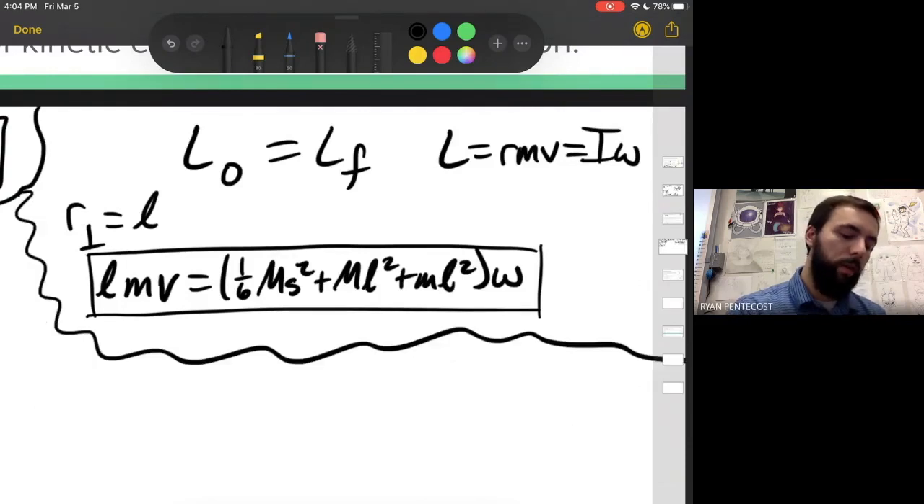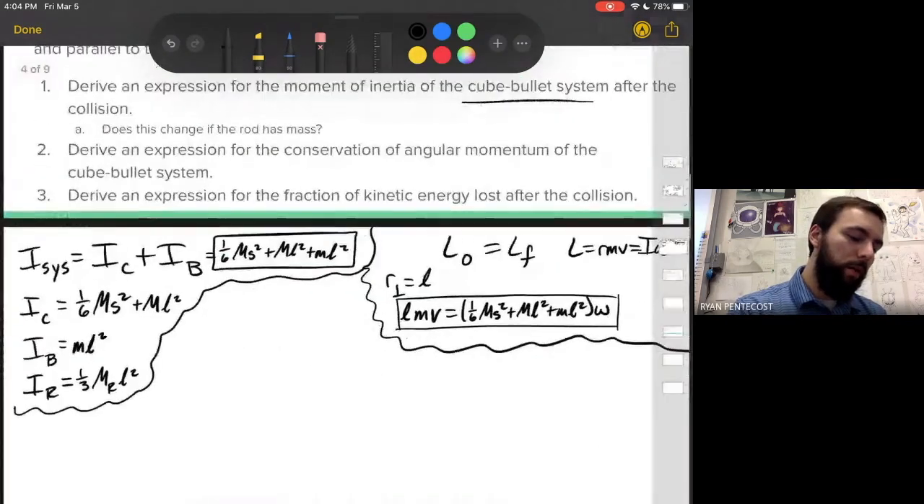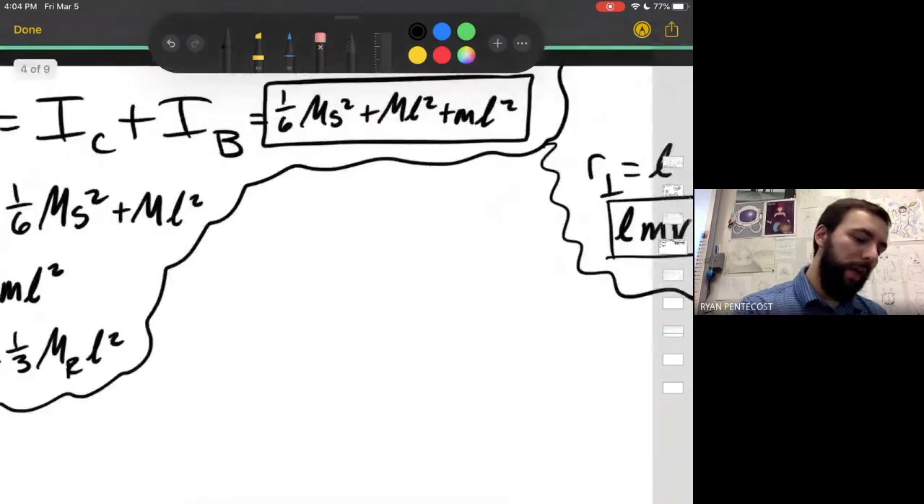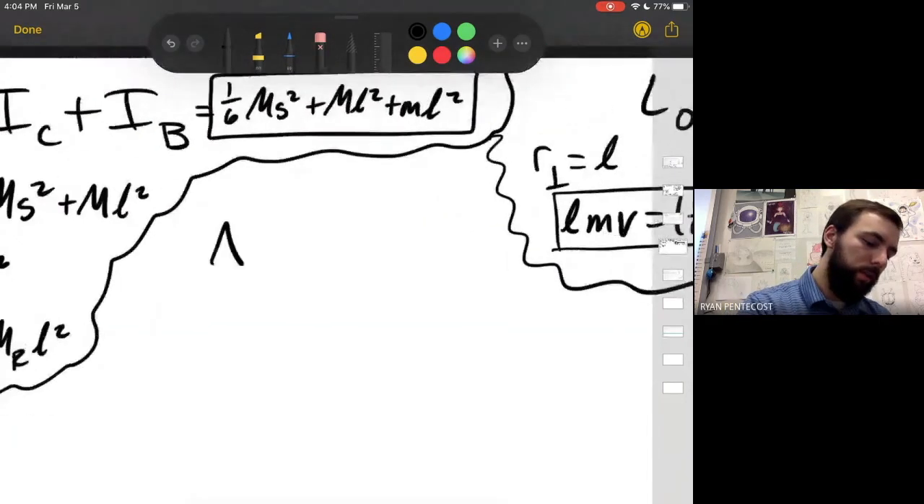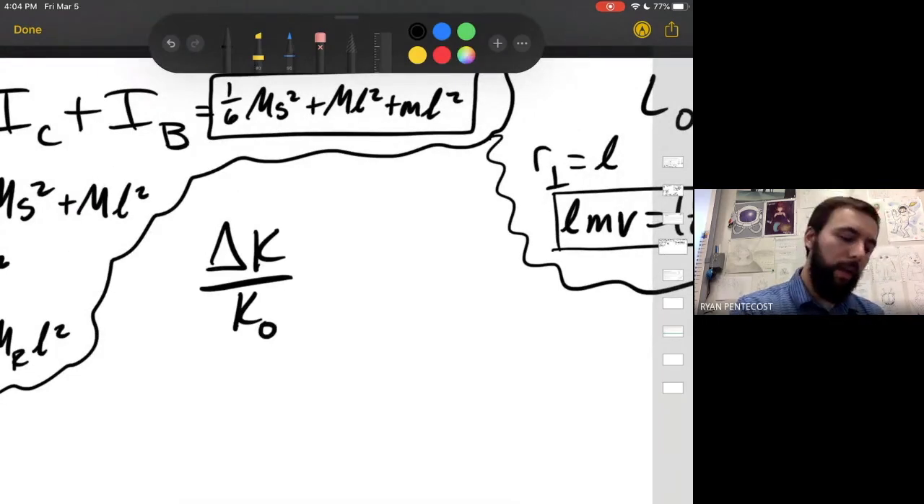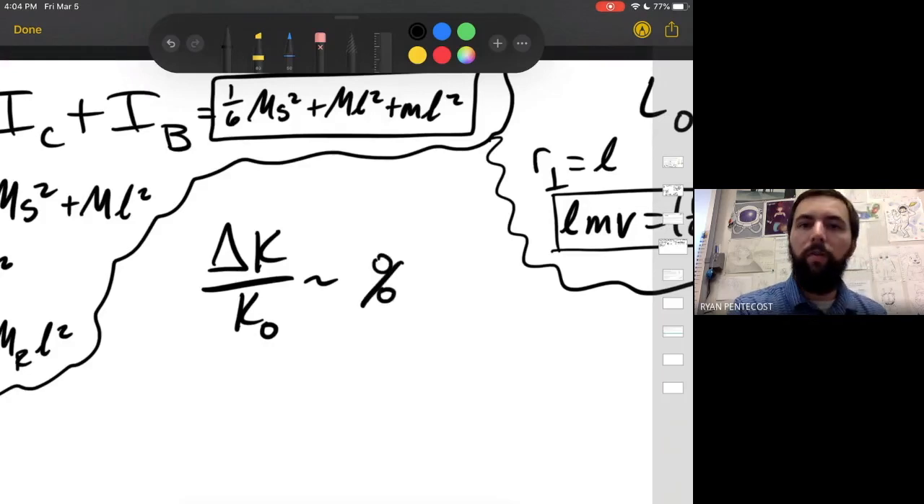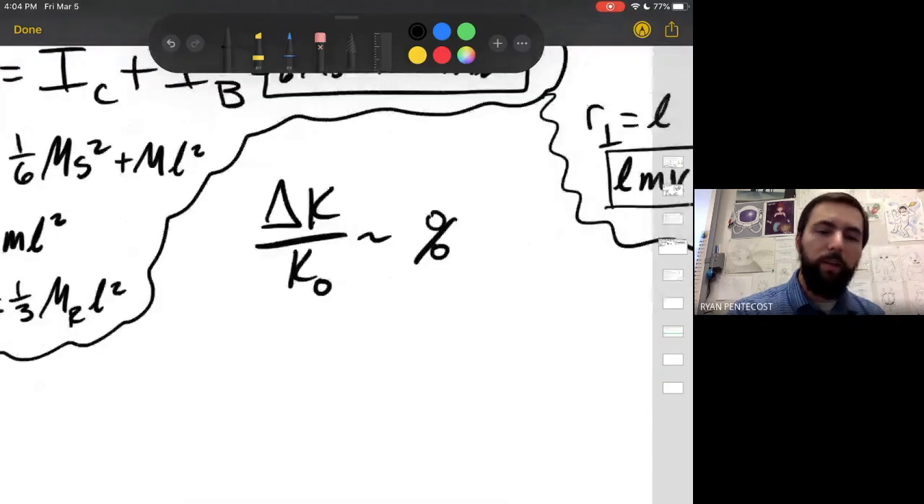Okay. Now, part 3 is a little bit more complicated. Derive an expression for the fraction of kinetic energy lost after the collision. So what it's asking is the delta K over K initial fraction, right? This will tell you the approximate percentage of energy that was lost. So if we want to find that, we need delta K. Delta K is K final minus K initial, and then divide by your K initial.